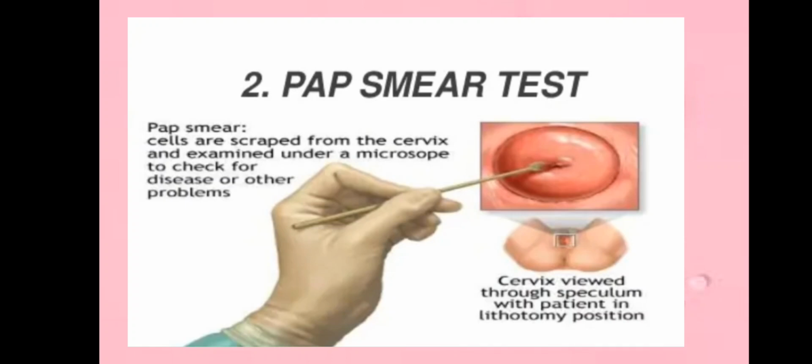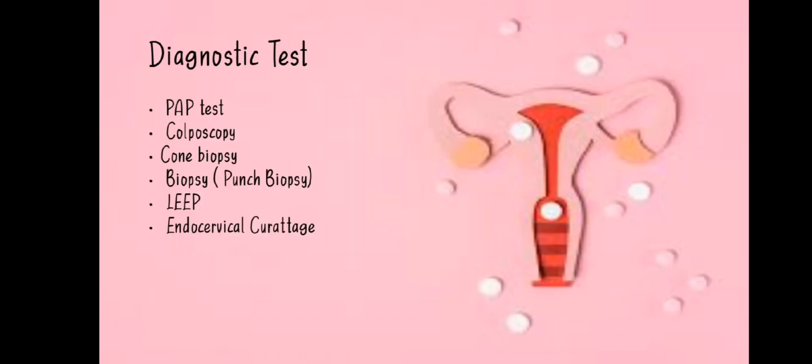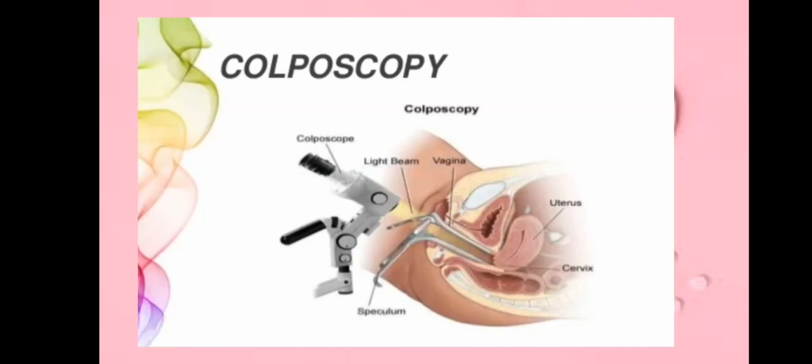Next is the cone biopsy. So if the colposcopy is the visualization of the cervix, ang cone biopsy naman is the OB-GYN will get a sample sa ating cervix or pwede siya mag-remove ng tissue with local anesthesia. Then after that, they will send it to the laboratory to examine. Dito malalaman if there's something wrong sa ating cervix.